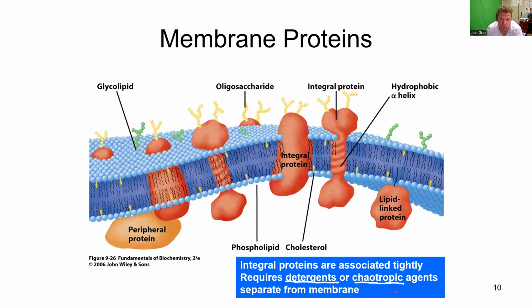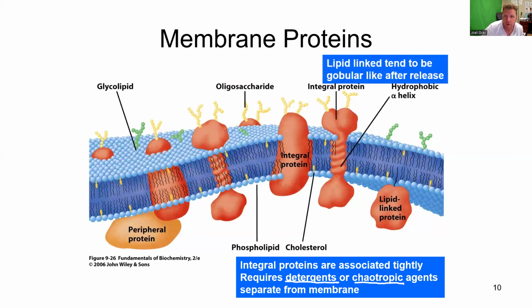Chaotropic agents are going to disrupt hydrogen bond networks. So these two things are either a detergent or a chaotropic agent. Effectively, what they're going to do is undermine the integrity of the whole system. Like, oh, hydrogen bonds held it together? Not anymore. Detergents held the whole system together? Not anymore. So those are the big deals with integral proteins and how they're associated.